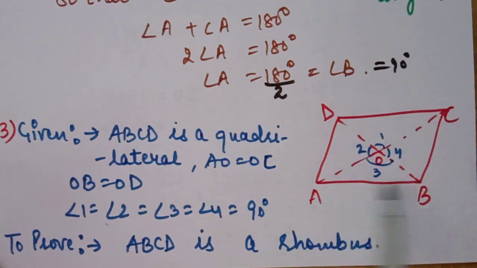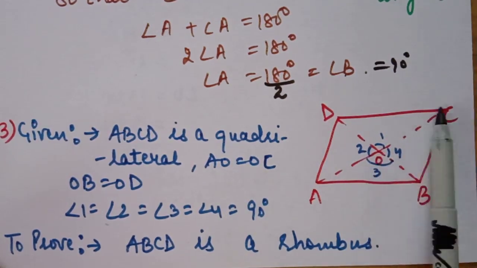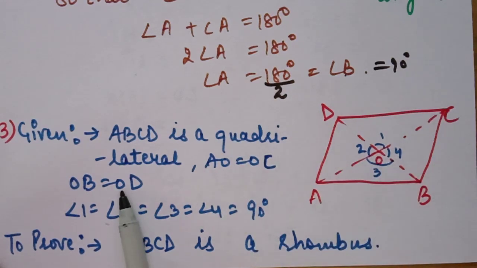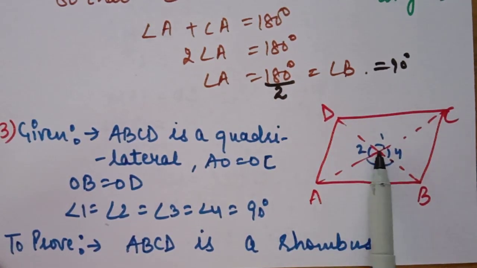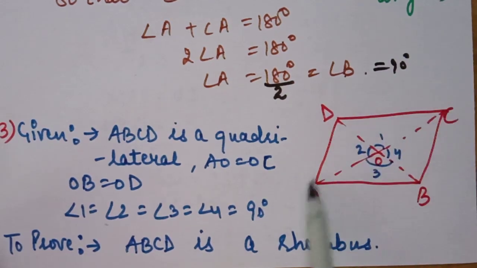What is given to us? ABCD is a quadrilateral, and the diagonals bisect each other. It means AO is equal to OC and BO is equal to OD. It is also given that they bisect each other at 90 degrees, so angles 1, 2, 3, 4 are equal to 90 degrees. We have to prove that ABCD is a rhombus. Students, think about what we have to prove for a rhombus. In our previous question for the rectangle, we proved that in a parallelogram one angle is 90 degrees. For a rhombus, we have to prove that all sides are equal. So students, try to solve your question.